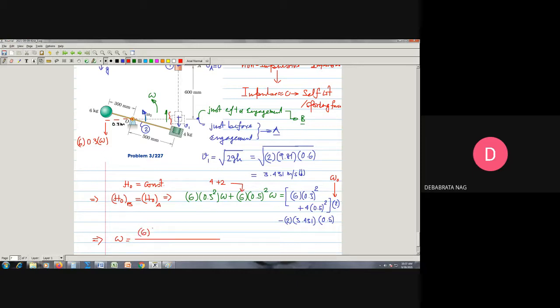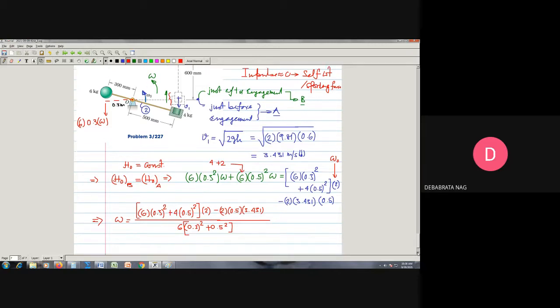This is 6 into 0.3 whole square plus 4 into 0.5 square, this into 2, then we need minus 2 into 0.5, which means it will be 1 into 3.431, divided by, with omega taken common, 6 into 0.3 square into 0.5 plus 0.5 square. So we can write it in this manner.